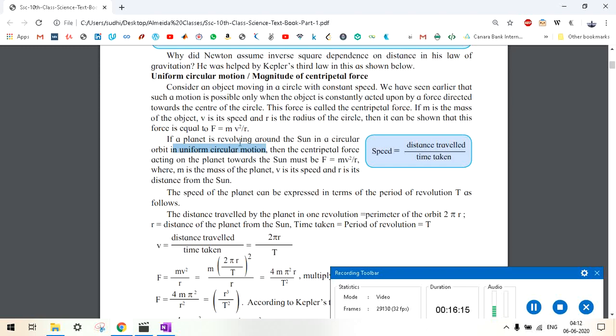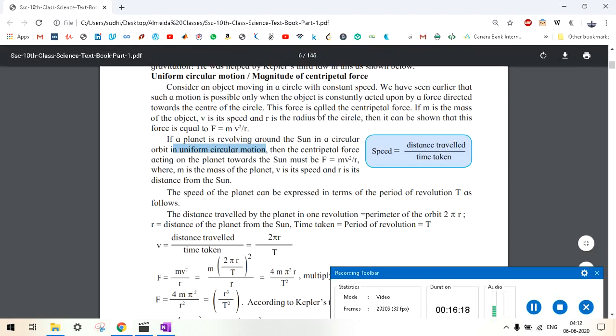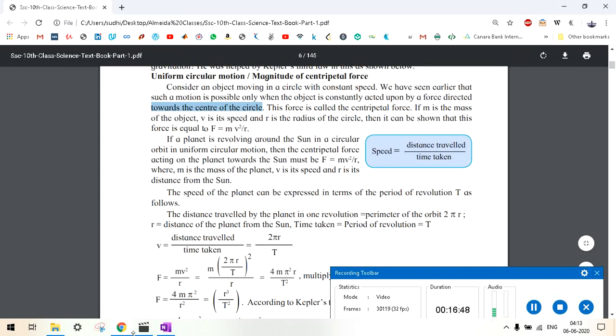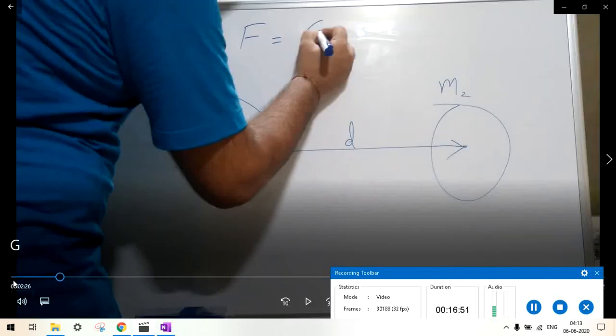Then the centripetal force. What is the centripetal force? Centripetal force is the force that acts upon the object when the object is moving in a circular motion, towards the center of the circle. Now F is equal to mv squared by r. So the author wants to say that even if the planet is revolving around the sun, there must be a force acting on the planet, and the force must be toward the center, and the value of that force will be mv squared by r. Now let us understand it more clearly.